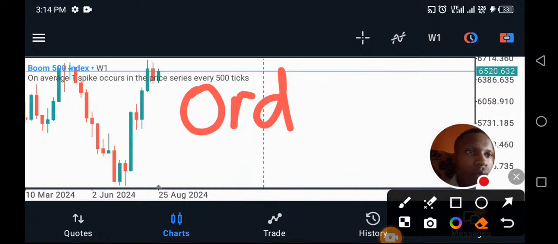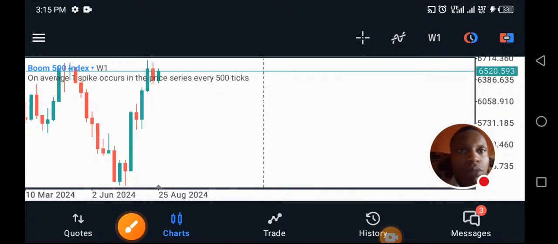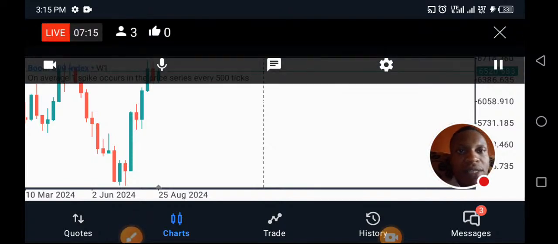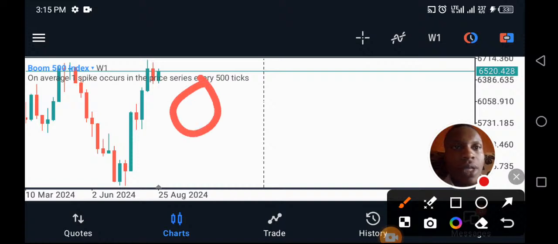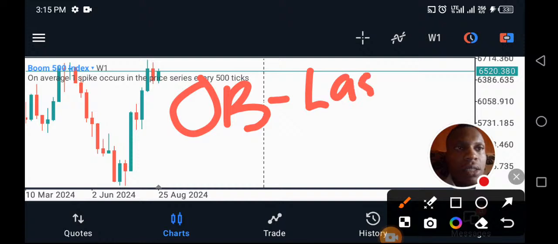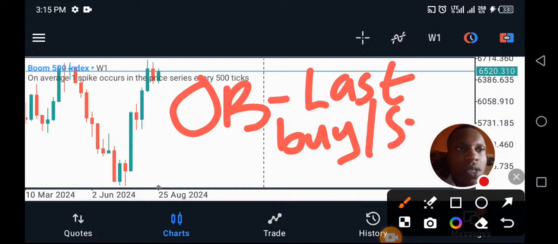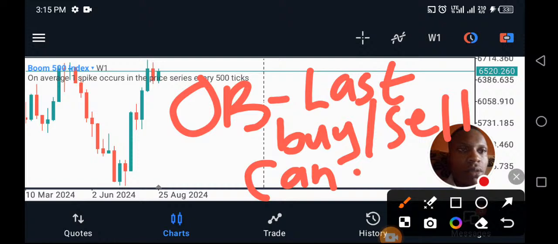So what is an order block? Now I want to define what an order block is. We must be able to get the definition of an order block before we'll be able to use that order block on our chart. So what is an order block? An order block is simply the last buy or sell candle. Okay, I believe you can see this definition.